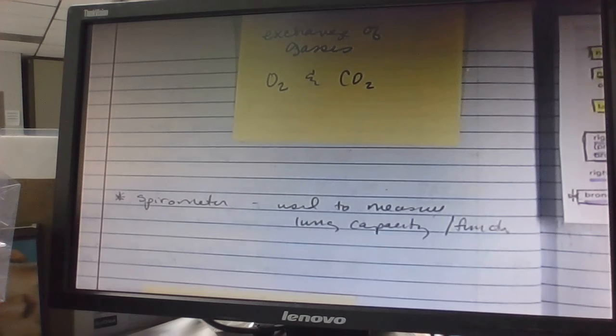More volume means less pressure, so it allows air to move in. Less volume, more pressure, so it's pushing that air out.